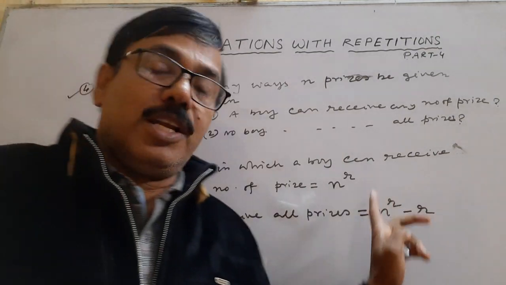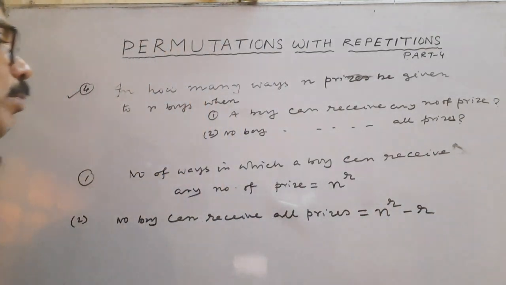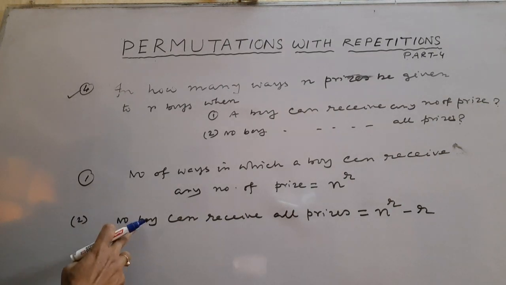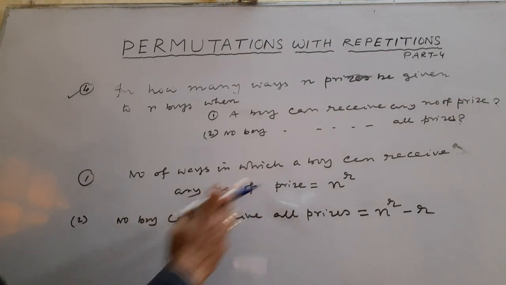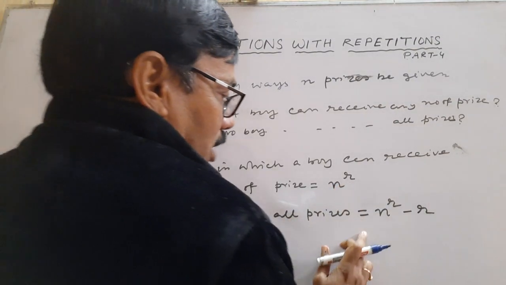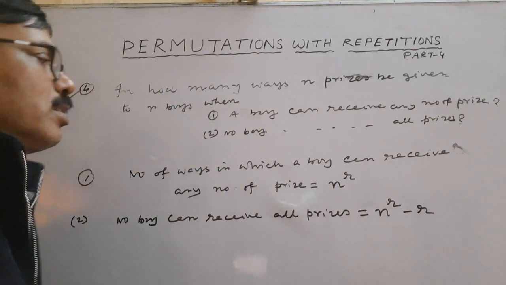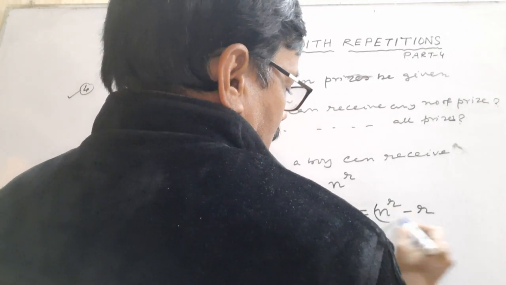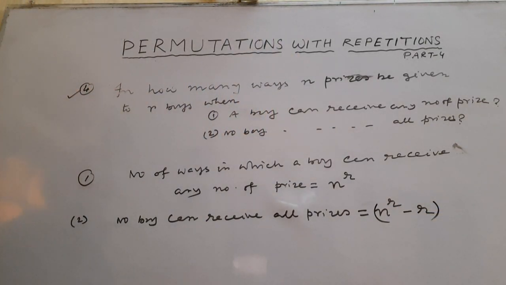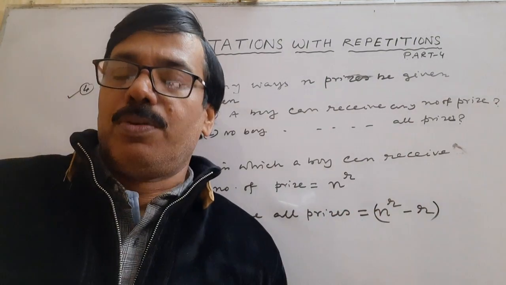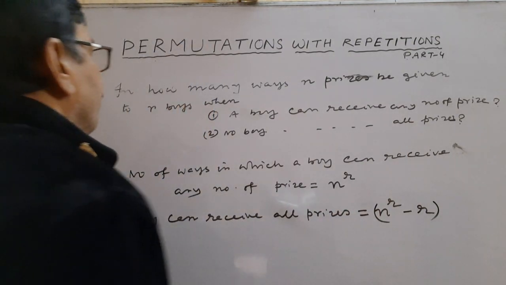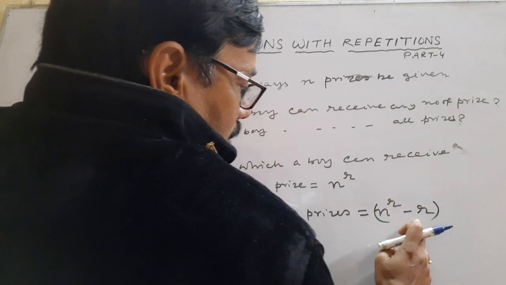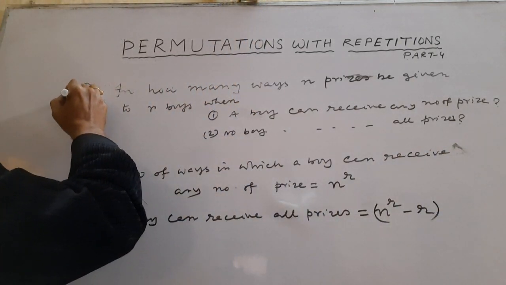So n to the power r is without any restriction. But here no boy can receive all the prizes. So number of ways equals total number of ways minus number of persons, n to the power r minus r. You can put suitable values of n and r. This is a general problem. If it is n prizes and n boys, then n to the power n minus n.